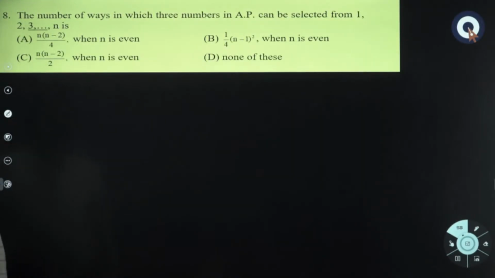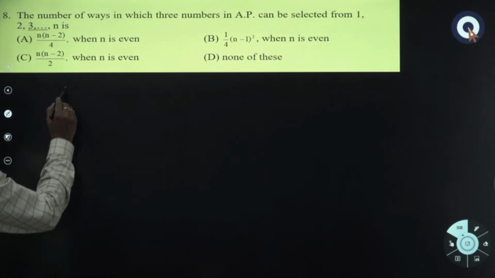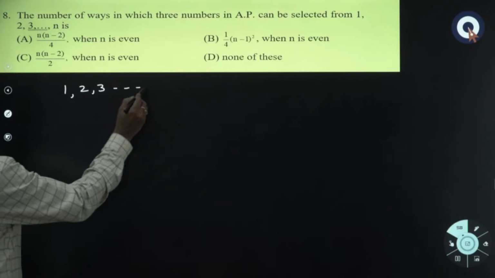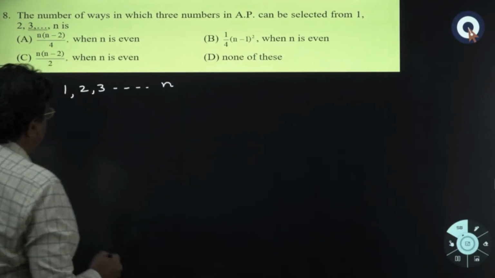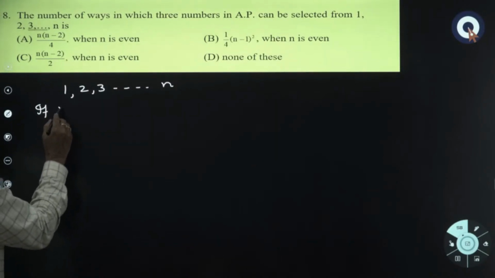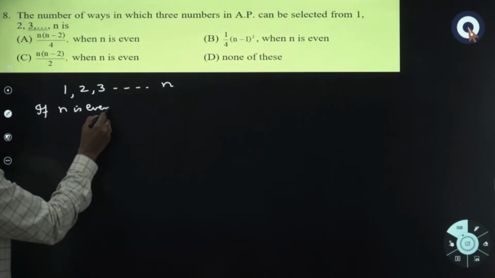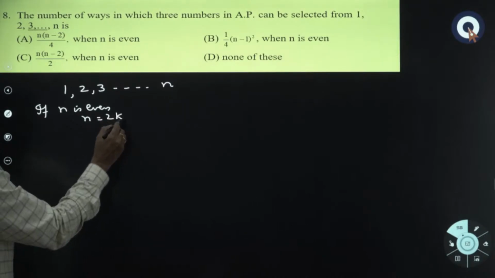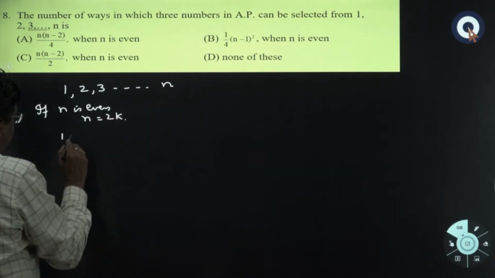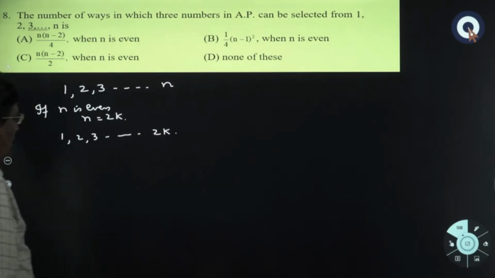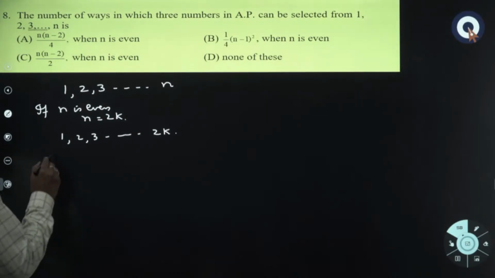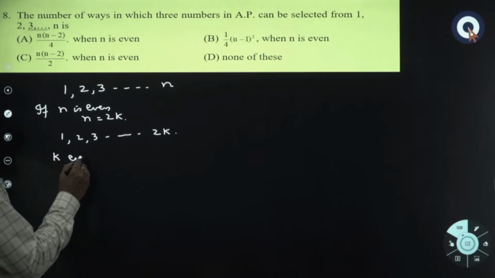The number of ways in which 3 numbers in AP can be selected from 1, 2, 3, up to n. Now let us consider 2 cases. Let us say n is even, let us say n is equal to 2k. So in that case, we will write 1, 2, 3, up to 2k. When you have 1, 2, 3, up to 2k, there will be k even numbers and there will be k odd numbers.